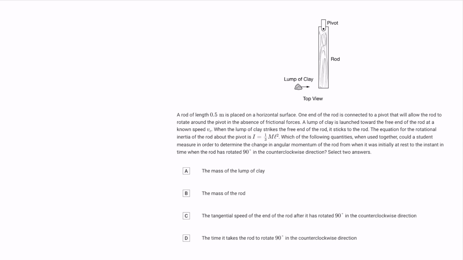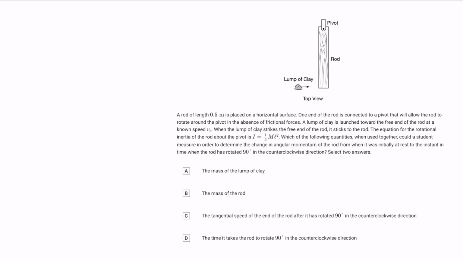Which of the following quantities, when used together, could a student measure in order to determine the change in angular momentum of the rod from when it was initially at rest to the instant in time when the rod has rotated 90 degrees in the counterclockwise direction? All right, so our answer choices here are the mass of the lump of clay, the mass of the rod, the tangential speed of the end of the rod after it has rotated 90 degrees in the counterclockwise direction, and the time it takes the rod to rotate 90 degrees in the counterclockwise direction.